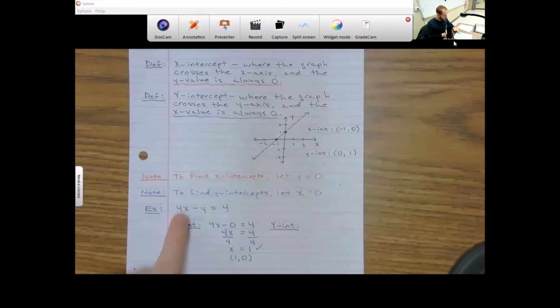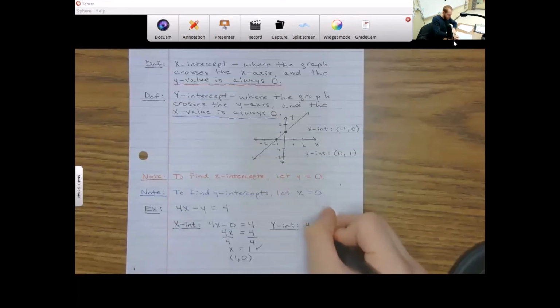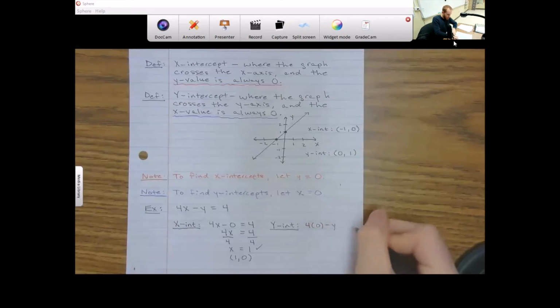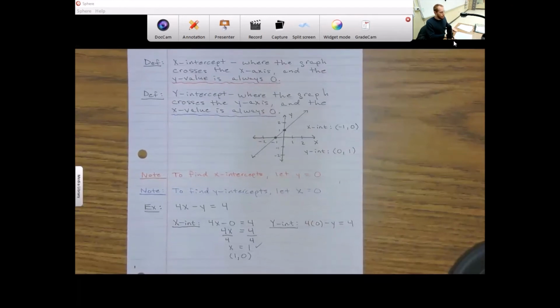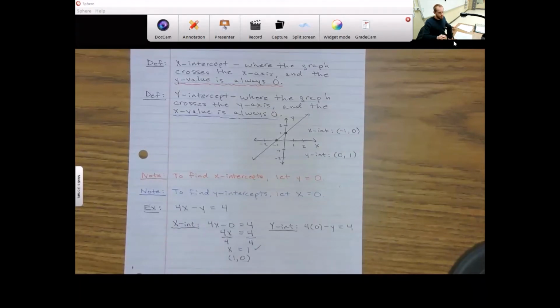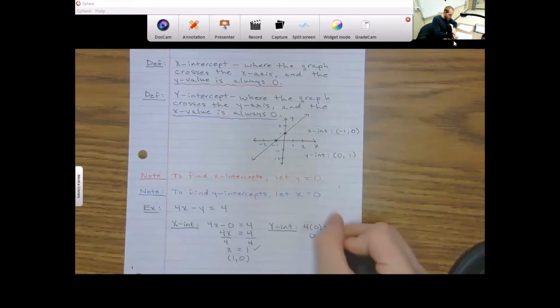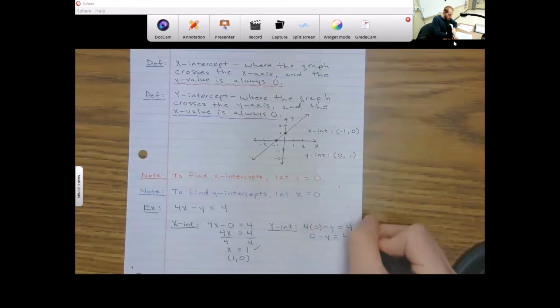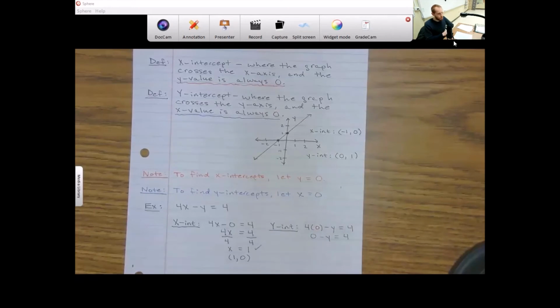So I'm going to have 4 times 0 minus y equals 4. Notice I haven't changed anything, but the only thing that I have changed is I've replaced x with a 0. That's it. Nothing else has changed. Okay? So let's figure out what's going on here. I have 4 times 0. What would that be? That would just be 0, right? So I'm going to get 0 minus y equals 4.